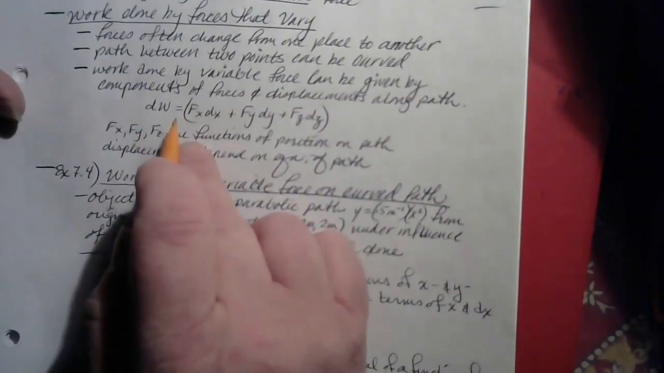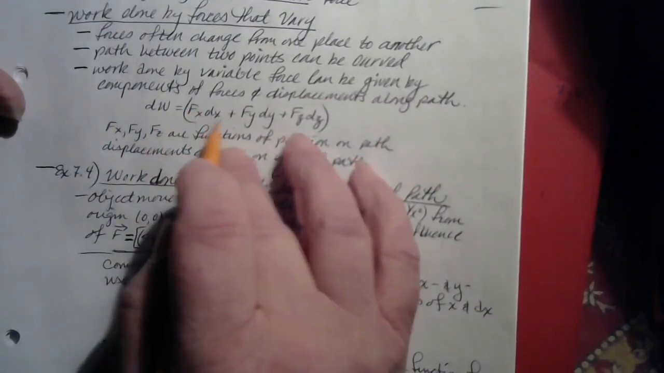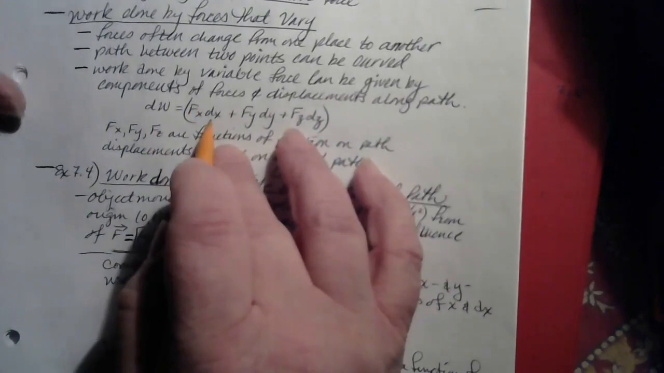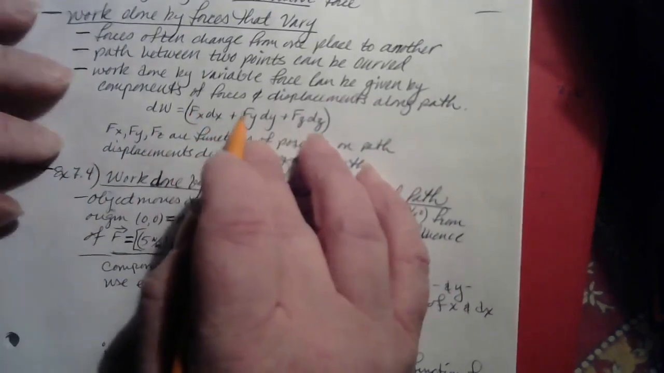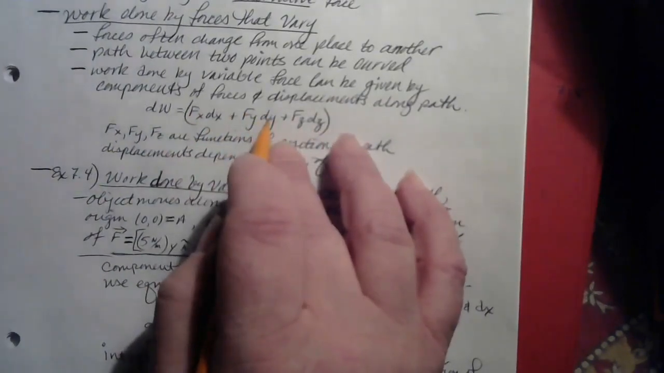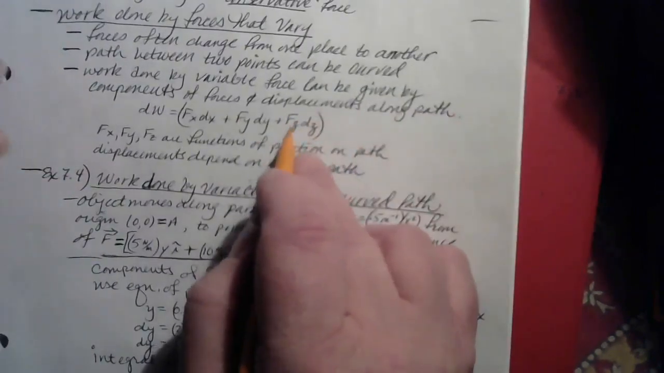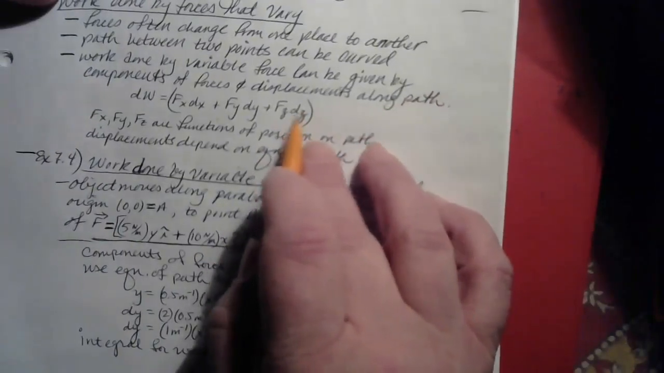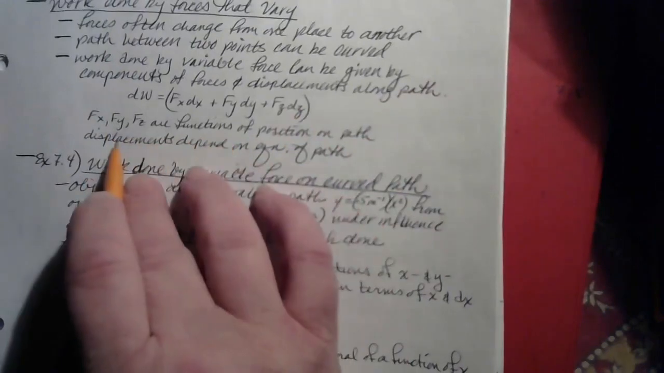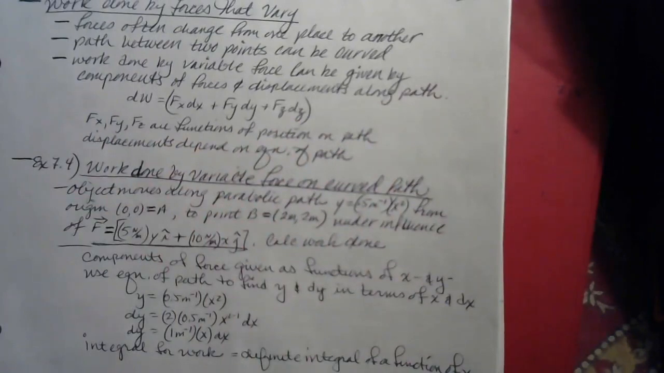So for dW, you can consider that to be the x component of the force times the x component of the infinitesimally small displacement, plus the y component of the force times the infinitesimally small y component of the displacement, plus the z component of the force times the infinitesimally small z component of the displacement. Fx, Fy, and Fz are all functions of the position on the path, and the displacement depends on the equation of the path.